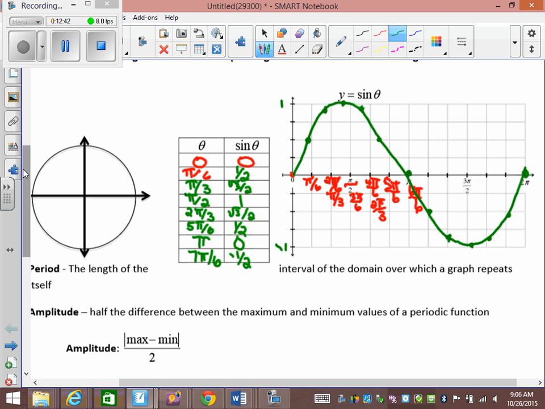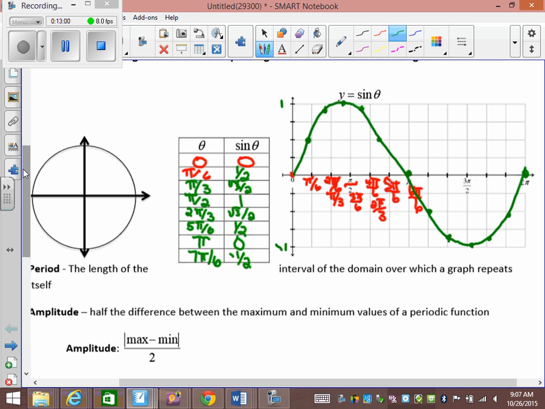If I vertically stretch it, so I pull it up or pull it down, it's going to change my what values? Y values. When I vertically stretch, it changes my y. My period is based on my x. So is that going to change my period at all? No. What's the only thing that can change the period of a sine graph from 2 pi to something else?